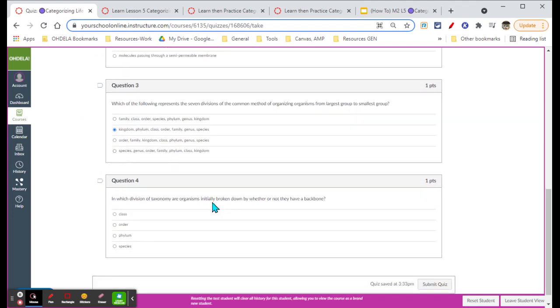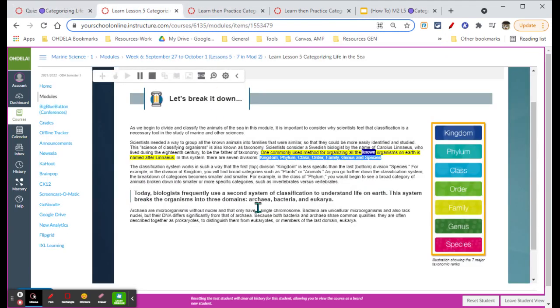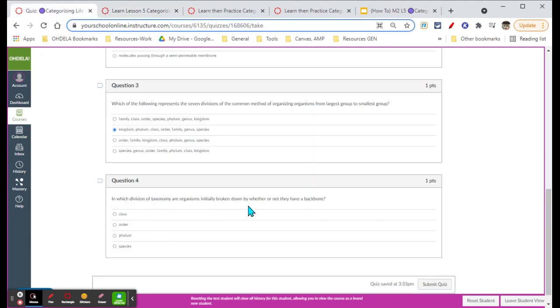Number 4 says, in which division of taxonomy are organisms initially broken down by whether or not they have a backbone? So let's go to our lesson pages and see, look for backbone, look for backbone. That's what our question is asking. Initially broken down by whether or not they have a backbone.